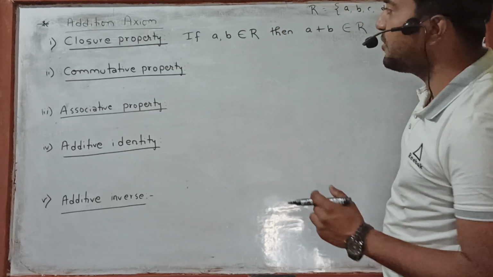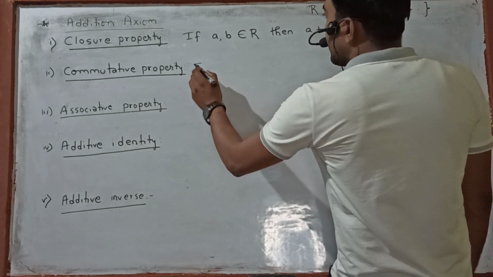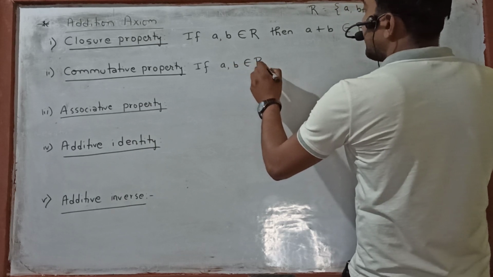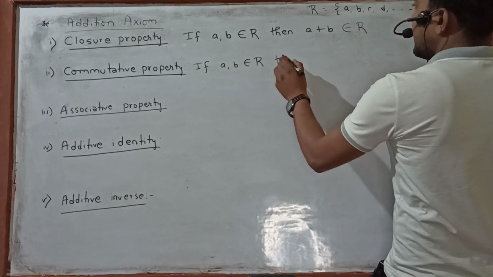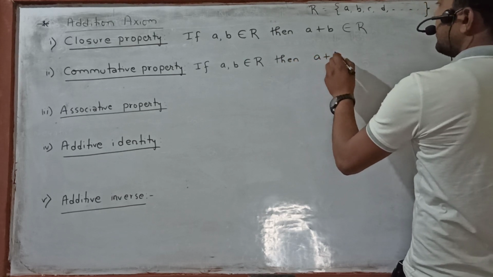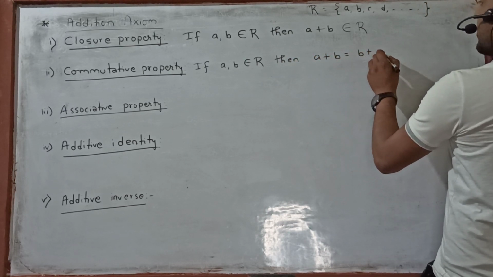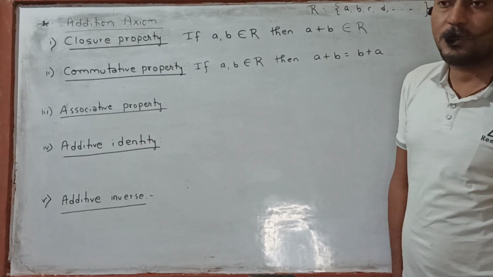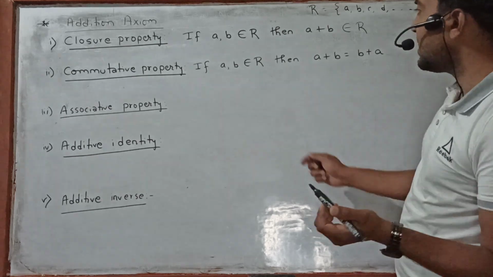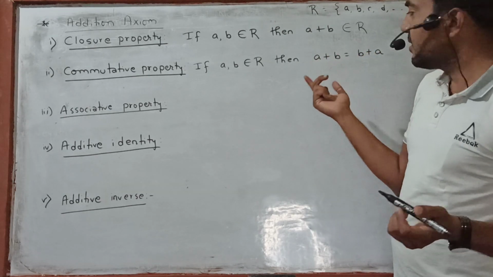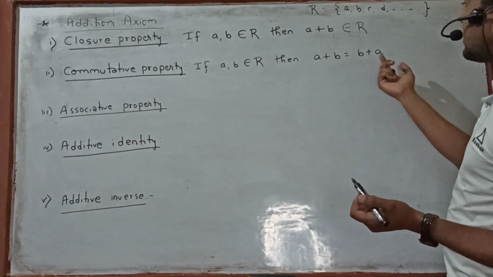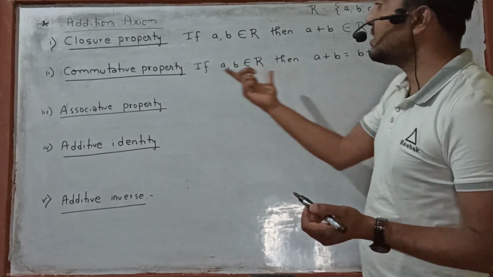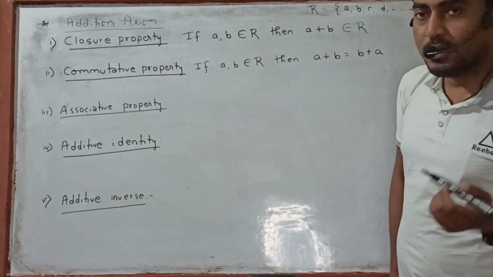Now let us go to commutative property. Commutative property states that if a, b belong to the set of real numbers, then a plus b will be equal to b plus a. You can imagine some example in your own mind. Take some values of a and b. Suppose a is 5, b is 7. So 5 plus 7 is 12, and 7 plus 5 will also be 12. So a plus b is equal to b plus a. This property is called commutative property of real numbers.